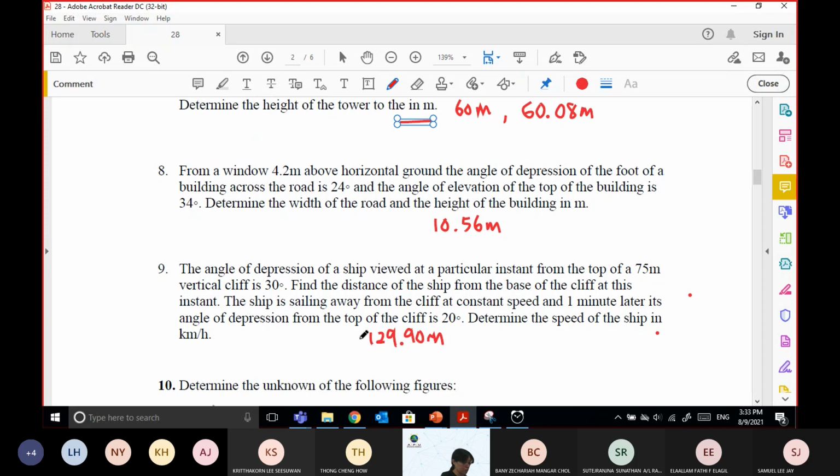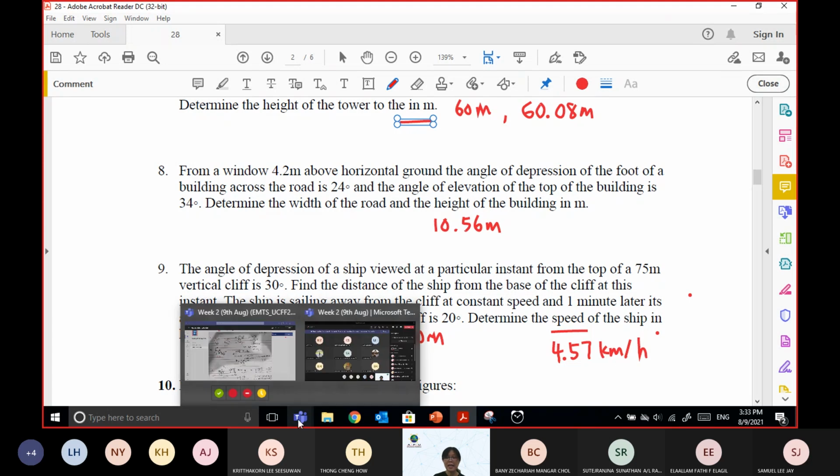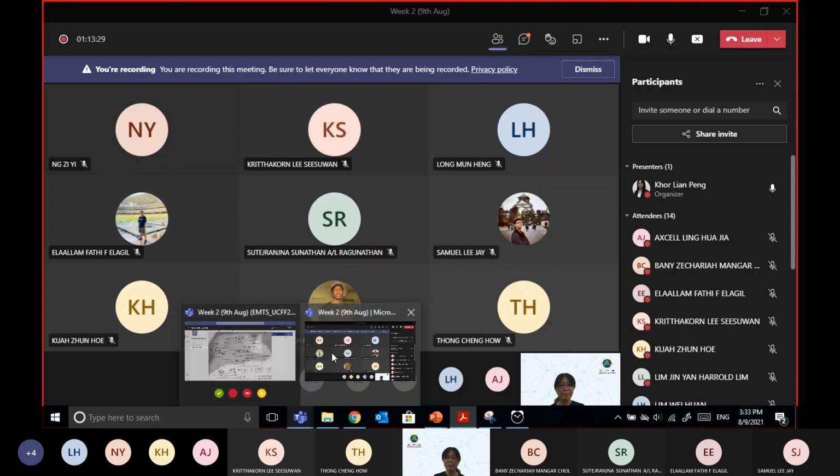Okay, the speed of the ship is, distance 129.9 km. The speed, okay. So the speed is actually 4.57 km per hour. Okay, 4.57 km per hour. Okay, students, I missed out the answer for this one. Okay, so let's have a 10 minutes break.